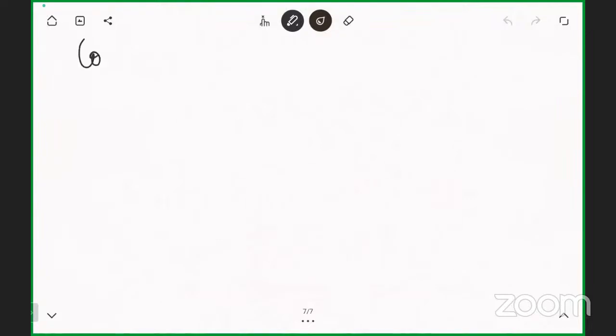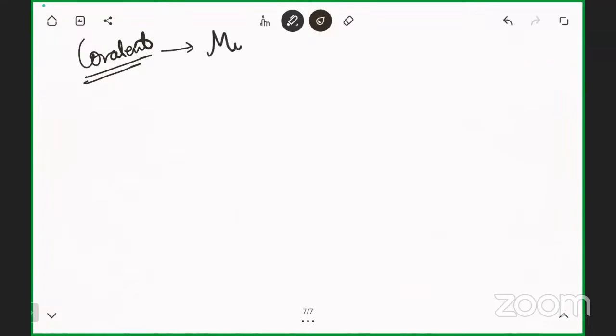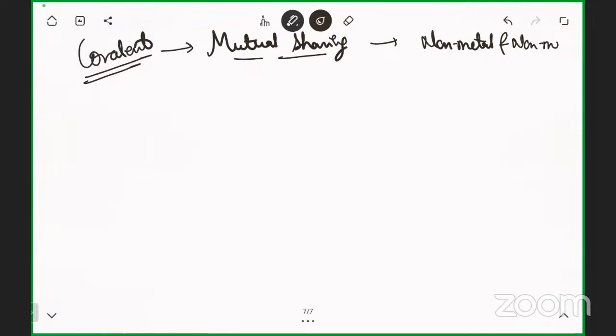Okay, let's talk about the covalent bond. What is a covalent bond? It is the mutual sharing of electrons. Right now I'm talking about sharing between a non-metal and a non-metal. So if I'm talking about the mutual sharing of electrons between non-metal and non-metal, just remember I'm talking about the covalent bond.